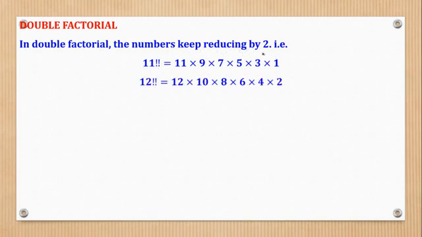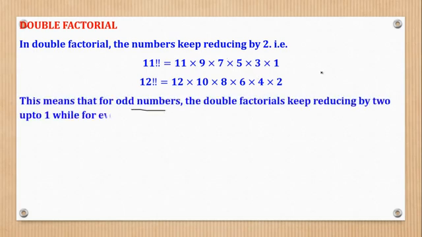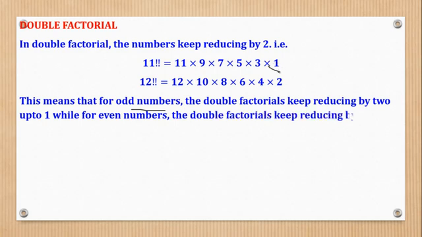That is when it is odd. When it is even, let's see what happens. 12, minus 2 to give 10, minus 2 to give 8, minus 2 to give 6, minus 2 to give 4, minus 2 to give 2. So if you again say this minus 2, you get 0, so you can't go to 0. Therefore, you stop at 2. So that means that for odd numbers, factorials keep reducing up to 1, while for even numbers, they keep reducing up to 2.